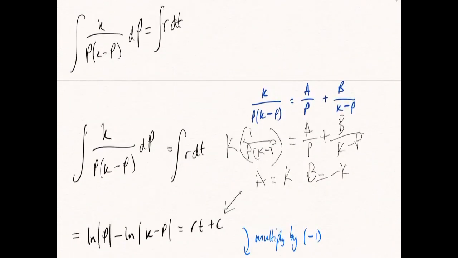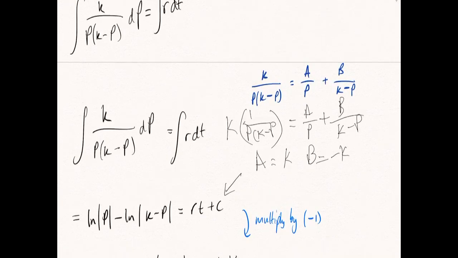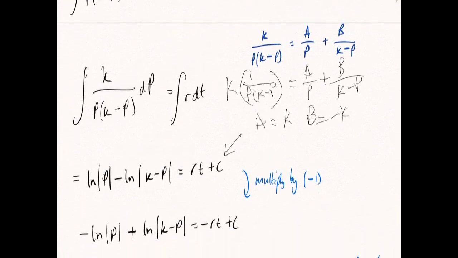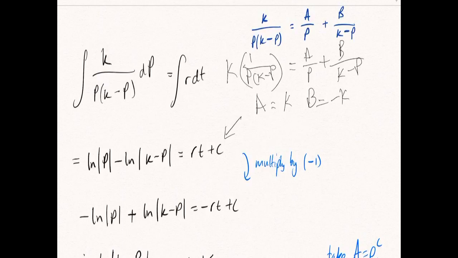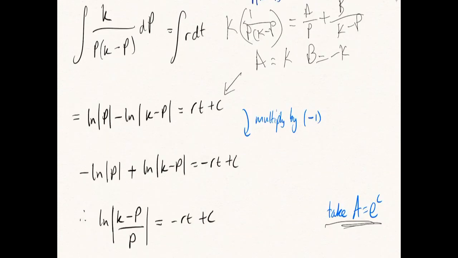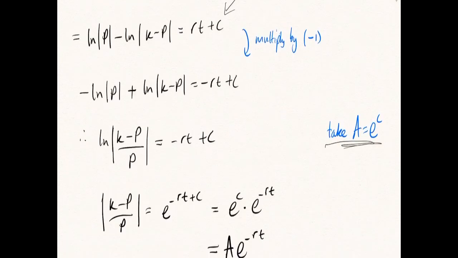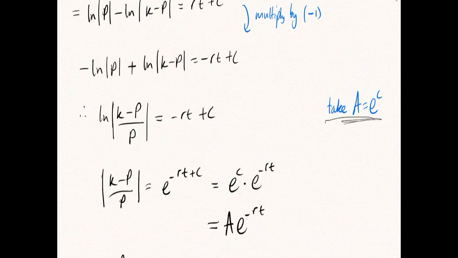And then taking partial fractions of this to integrate it, you end up with A as K and B as minus K. And then that leads on to this log function, ln P minus ln (K minus P) equals RT plus C. Multiply it by minus 1 to rearrange it, and then use log rules to simplify it down. Take exponentials, and you end up with (K minus P) over P equals e to the minus (RT plus C).